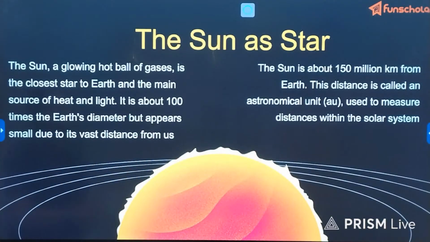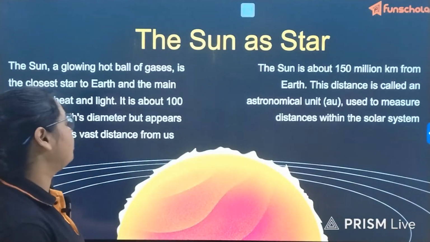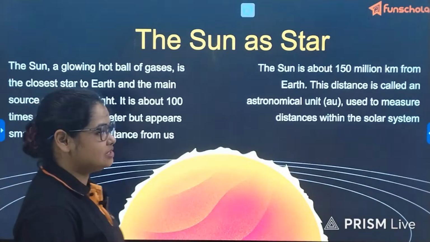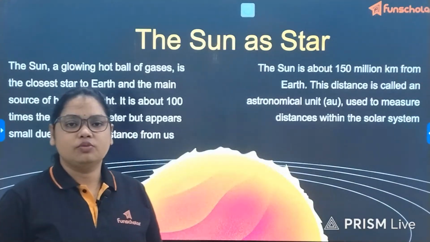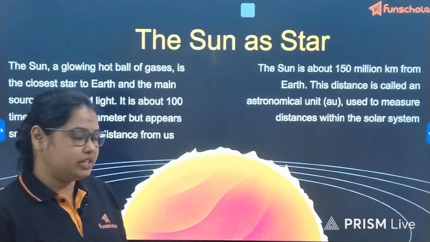The Sun is a glowing hot ball of gases and the closest star to Earth and the main source of heat and light. I have already mentioned these points when I started the discussion about this chapter. It is about 100 times the Earth's diameter but appears small due to its vast distance. So we have already watched in the video that the distance is 8 light minutes.